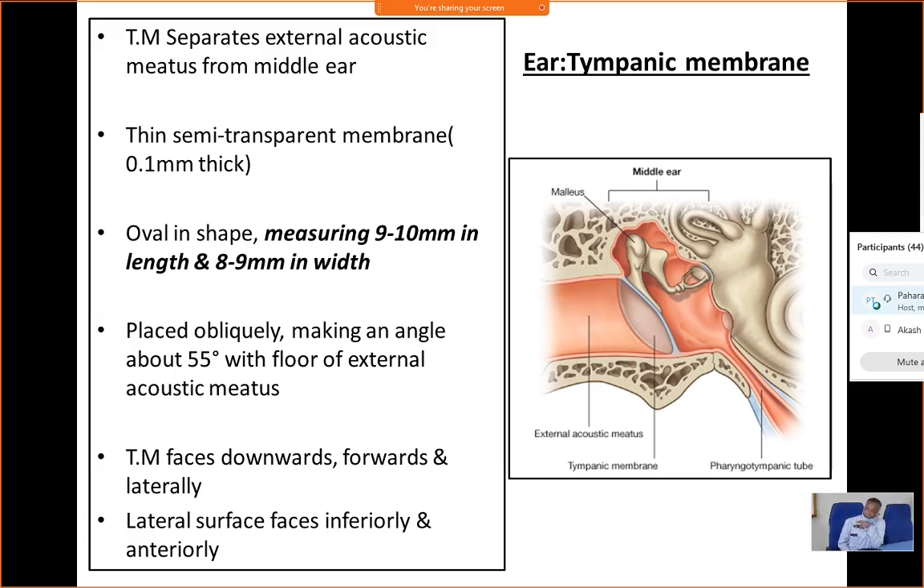This point is important, because the direction is clinically important. If there is pus in the middle ear cavity, what will happen? It will bulge towards the external acoustic meatus, so the direction will be obliterated. If there is a rupture in the tympanic membrane, this direction will not be maintained. So when you examine the external acoustic meatus to see the tympanic membrane, you can see that the direction is not maintained. So it is important clinically.